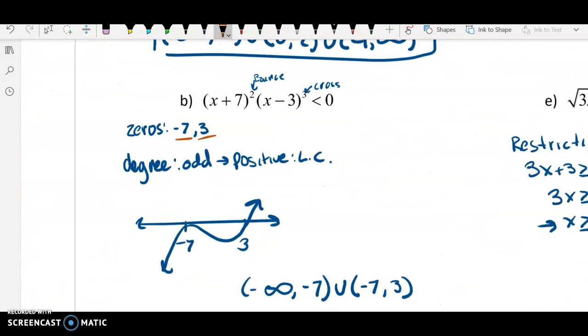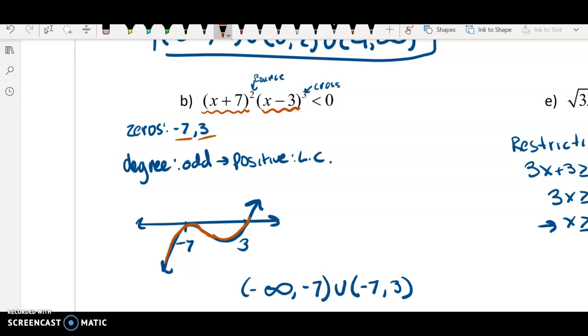Okay, going to be this one here. This is where you're really going to have to use the bounce and cross. So this one here is even. It's a bounce. So at -7, you're going to bounce across the axis. And then here it is odd, so you're going to cross.